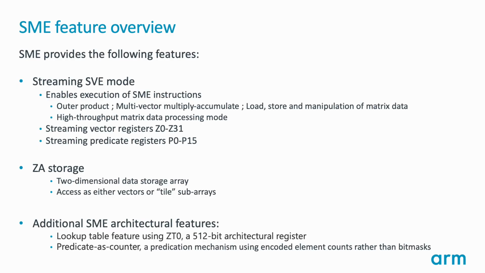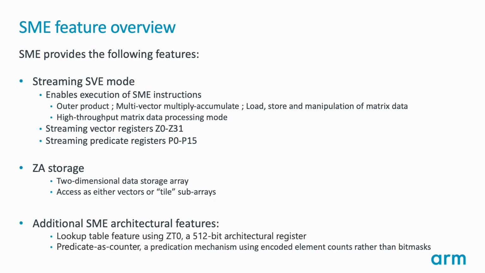Predicate-as-counter, unlike the bit mask predicate mechanism used in SVE, is a different mechanism in which the predicate register contents will give you an encoded count of elements that are active and that have to be inactive. More details in further slides. These are just the key features of the SME architecture. We'll look into these features in greater detail in further slides.